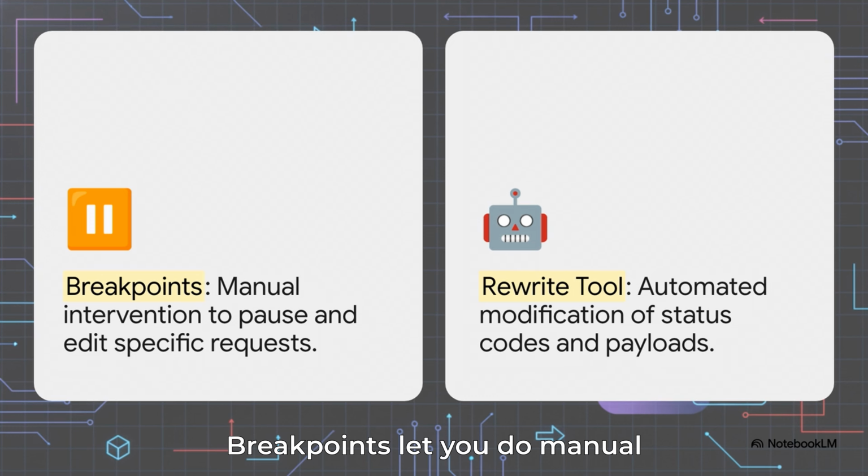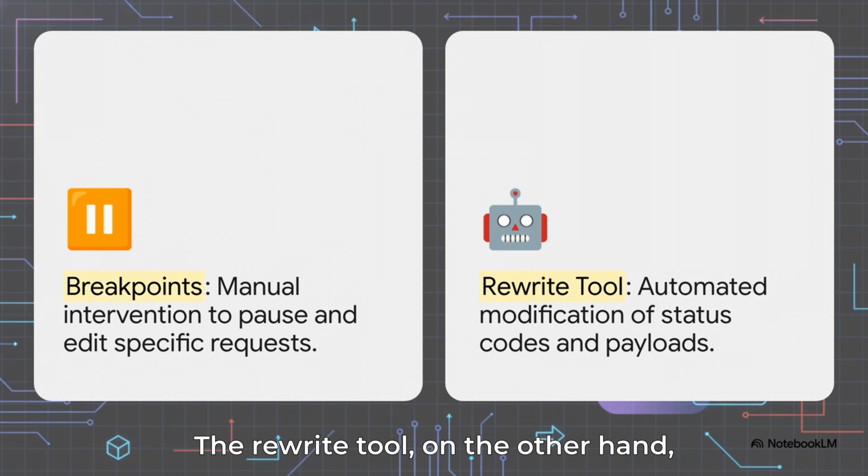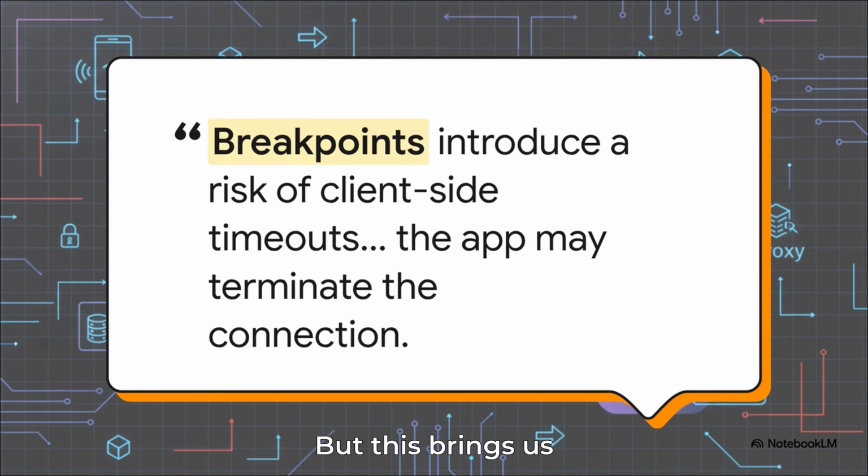Breakpoints let you do manual, on-the-fly edits. You literally pause a request in midair and type in changes. The rewrite tool, on the other hand, is for automated, completely hands-off modifications based on specific rules you set up beforehand. But this brings us to a massive challenge with modern debugging.